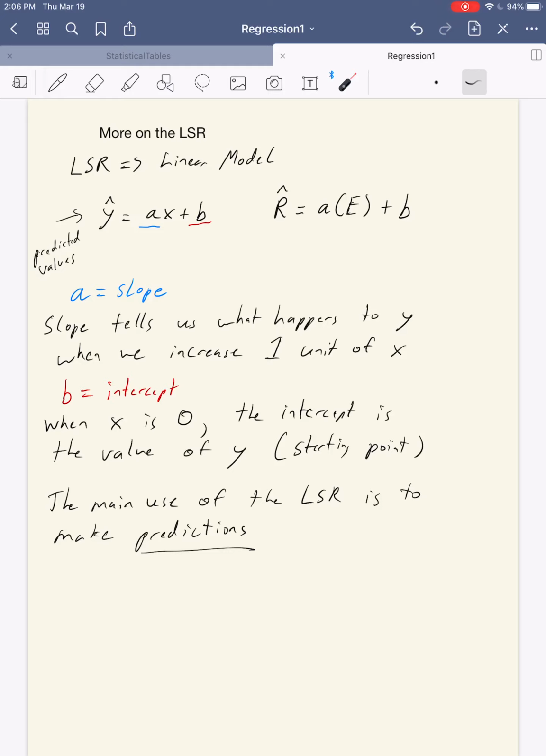All right, so now that we've talked about slope and intercept and this idea of making predictions, we're going to go ahead and take a look at our next example here.